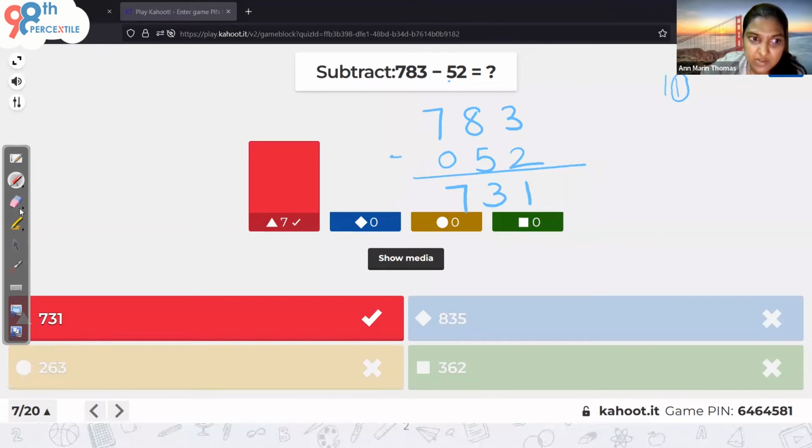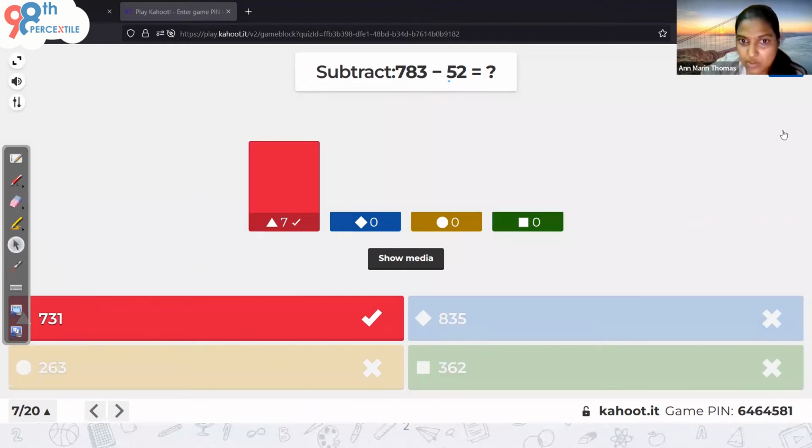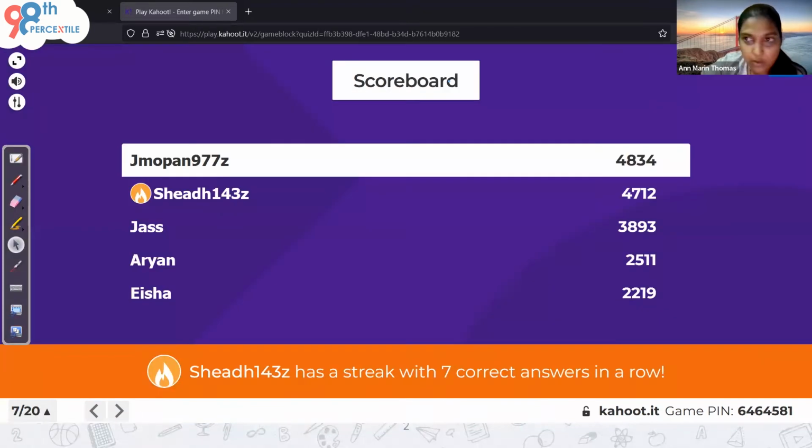Excellent. I'm so excited to see how many of you have got the right answers. All right. Let's quickly go to the scoreboard. Okay, we have Jame Open. Shia, Jazz, Aryan, and Aisha doing a great job. And Shia has given the 7th correct answer in a row. Excellent, Shia. Looking forward for all the answers to be right today for you. And all of you, in fact.